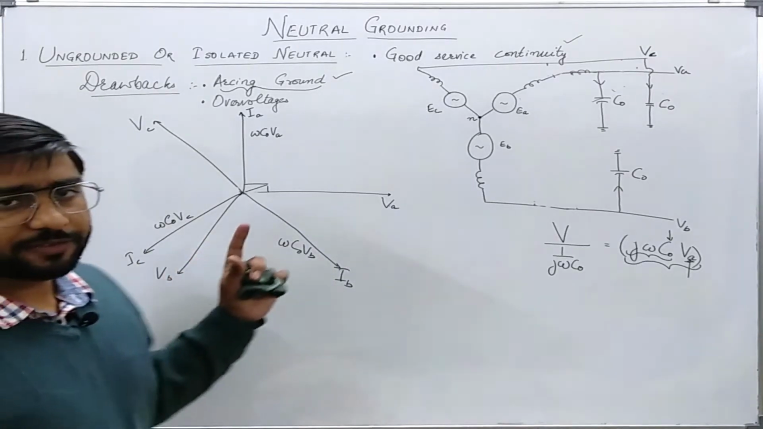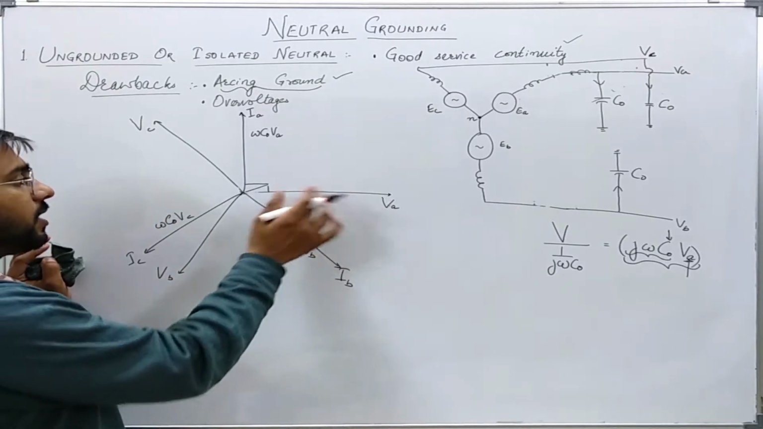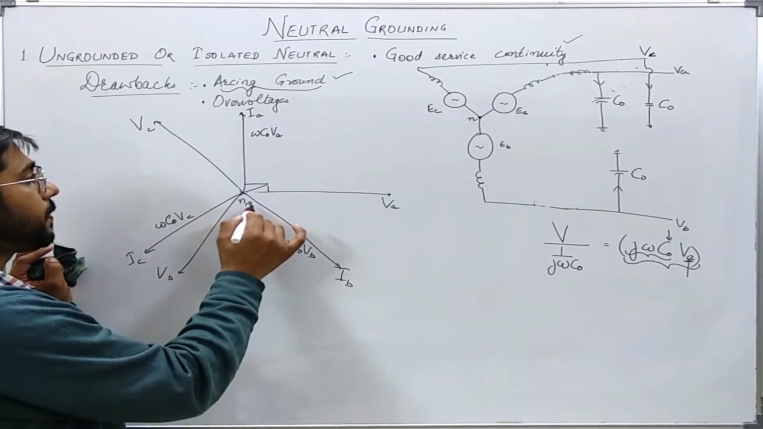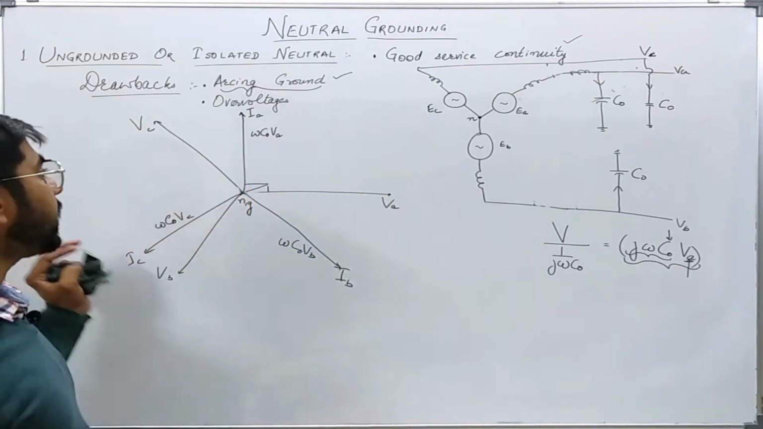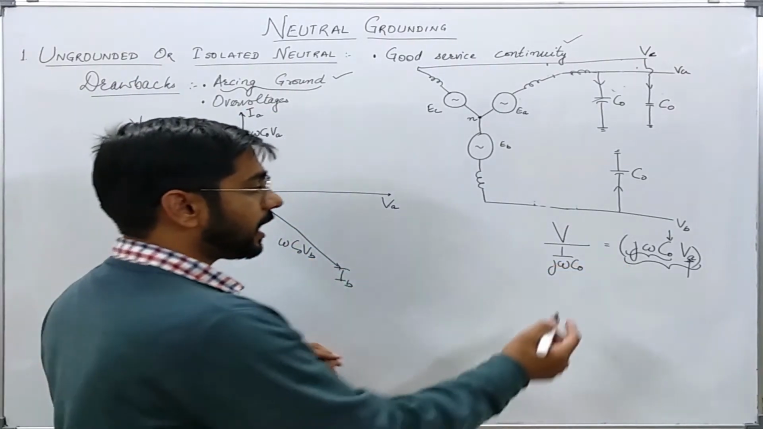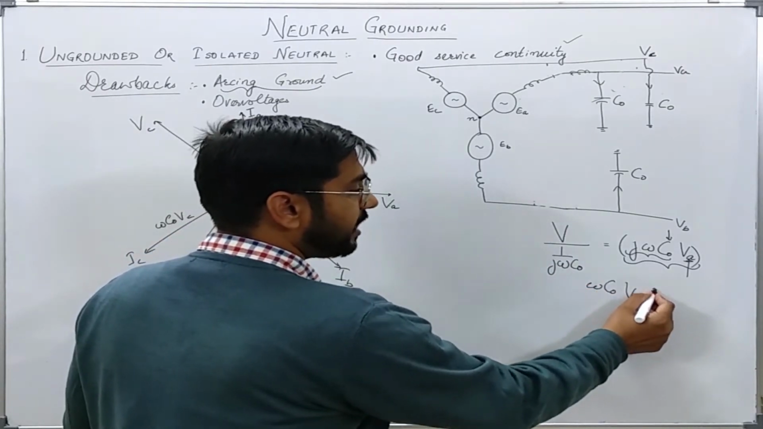So this will be the phasor diagram for the normal scenario. These are the balanced voltages. This is neutral or ground, and these are balanced currents. Their magnitudes are equal to omega C naught times V, phase to neutral, for any phase.